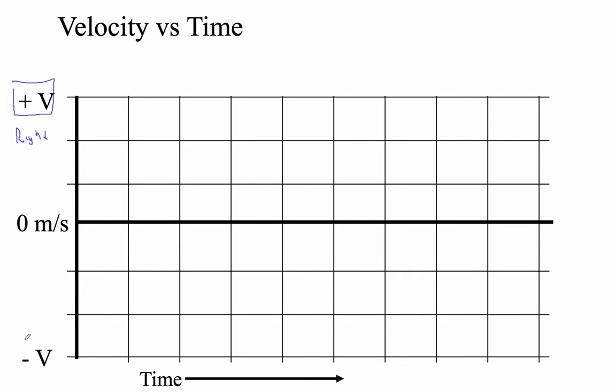And below 0, this is negative velocity. This just means I'm going to the left. Or this could be forward if we're in a car. This could be backward. Why did I start backward with a W? Backward. Okay. Forward, backward.